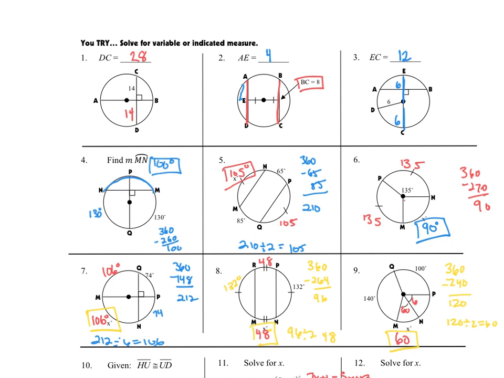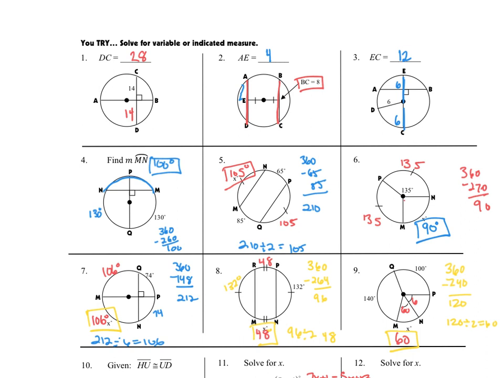Number 5, if I take my 360 and I subtract out this 65 and this 85, that's going to give me 210. And then since these are the same, I'm going to take the 210 and divide it by 2, and x will be 105.